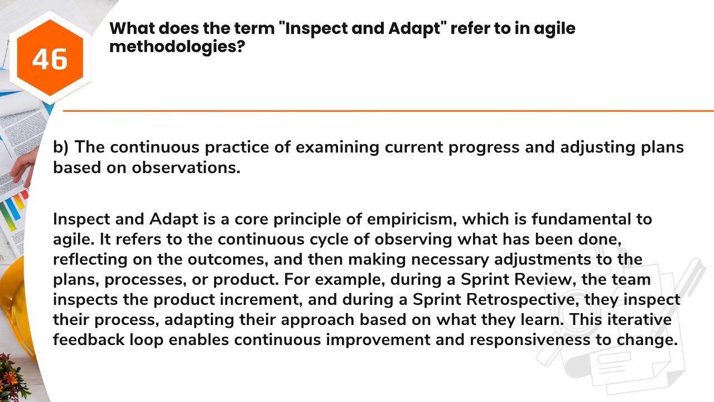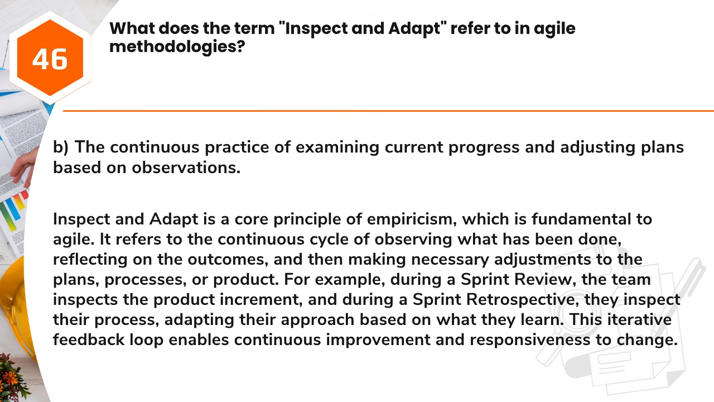Answer: B. The continuous practice of examining current progress and adjusting plans based on observations. Inspect and adapt is a core principle of empiricism, which is fundamental to Agile. It refers to the continuous cycle of observing what has been done, reflecting on the outcomes, and then making necessary adjustments to the plans, processes, or product.